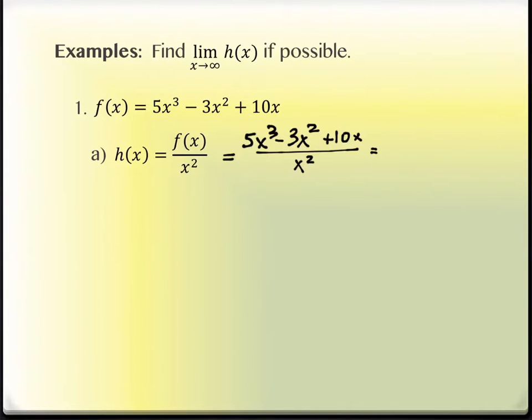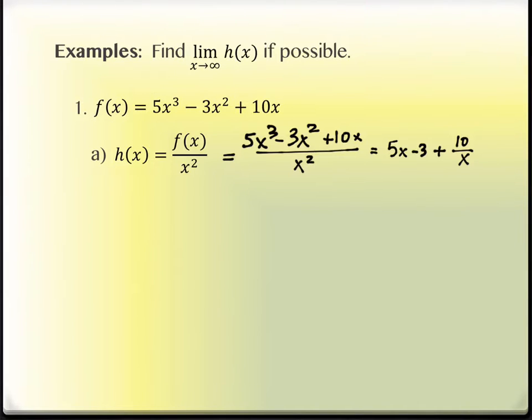Since I have x squared in the denominator, I can divide each piece of the numerator by that single term x squared. So that means that the 5x cubed divided by the x squared would give me 5x, right? And then the negative 3x squared divided by x squared would give me negative 3. And while I don't get it to completely divide out, at least it does reduce a little bit with the 10x. The 10x over x squared would be 10 over x. Okay, is that all right?